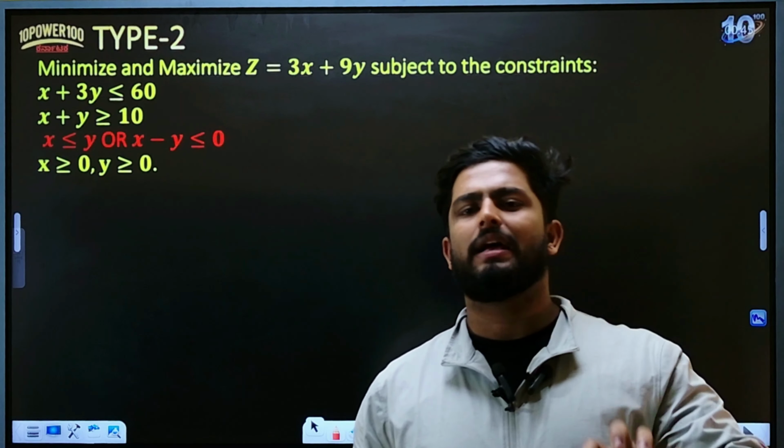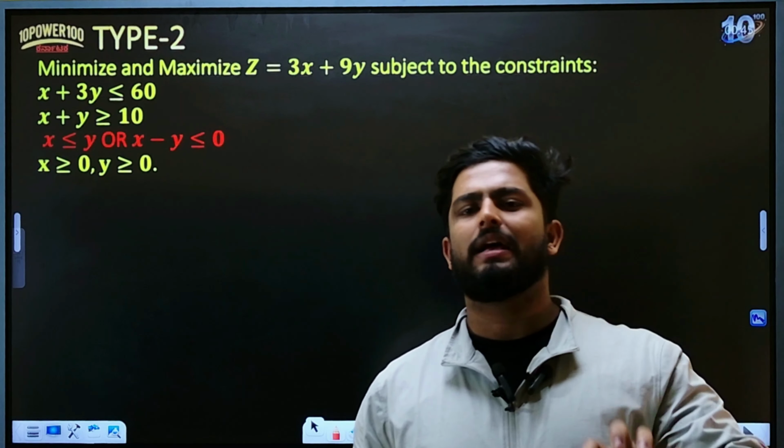x minus y less than or equal to 0. In the inequality, we will have 0, or else the same thing can be taken as x less than or equal to y. So either like this or like this, they will give. This is what the type 2 sum is. This line passes through the origin. The other lines touch both the x and y axes, but in this case, when we have this kind of line, it passes through the origin. That's why after the inequality we will have 0, children. Very important, so please remember this.